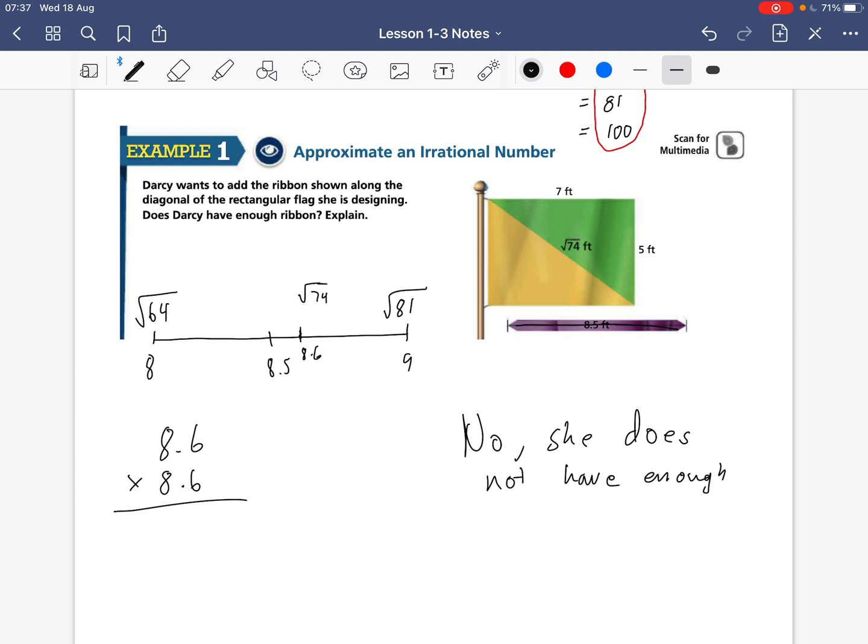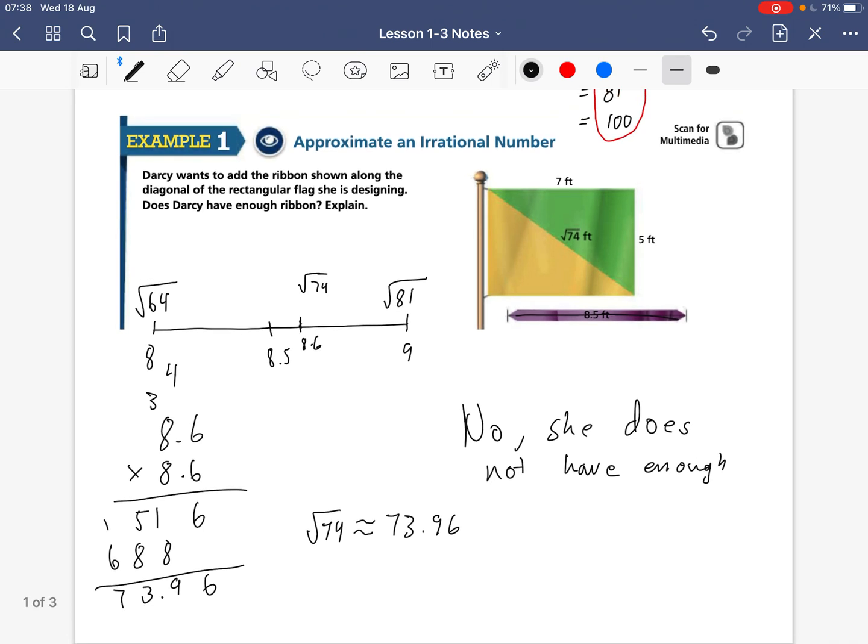So 8.6 times 8.6. So 6 times 6 is 36. 8 times 6 is 48 plus 3 gives us 51. 8 times 6 is 48. 8 times 8 is 64 plus 4, so 68. We'll add these up. So 6, 9, 3, and then we add the 1. So 73.96. So almost 74. So it's pretty close, okay?